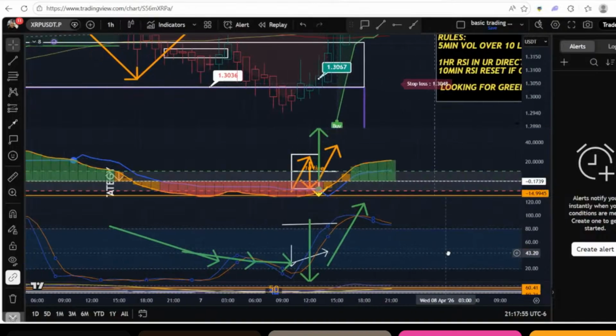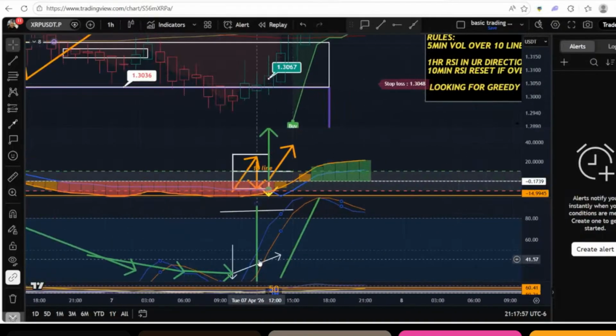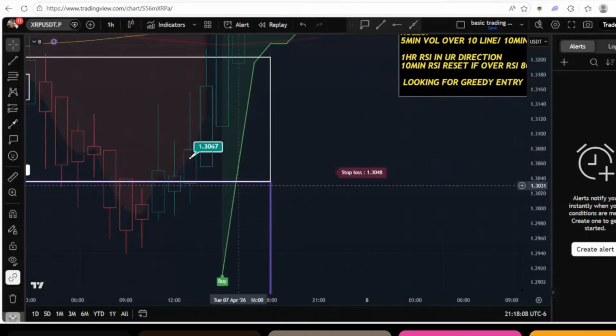Now we see right here, 1300 hours, the 1 hour is still heading up. So the 1 hour is heading up, all thresholds are hit. This is a good trade. We get in here at 130.67.